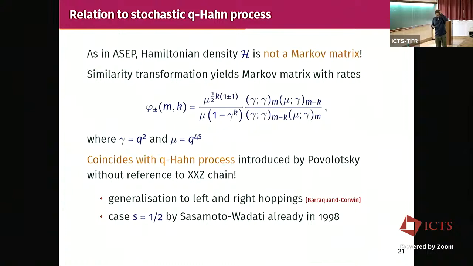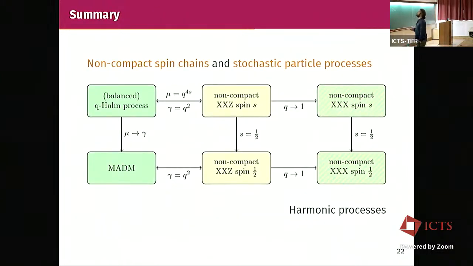This is nice because we can introduce integrable boundary reservoirs, and this is what I would like to do next. So this was the picture that came up, summarizing what I said before. We have this non-compact XXZ spin chain. Then you can send q to 1 and find the non-compact XXX spin chain, which is already stochastic. The other one was not stochastic, so there was the similarity transformation that then yields this q-Hahn process. And then there's a similar thing for S equal to 1/2, where this model significantly simplifies.